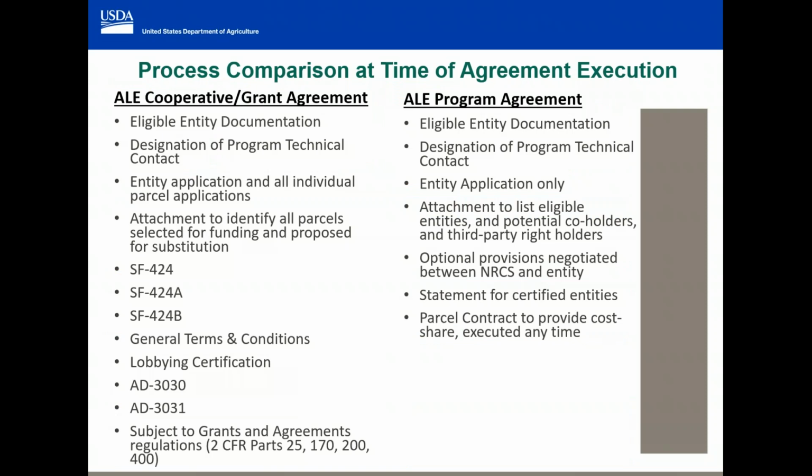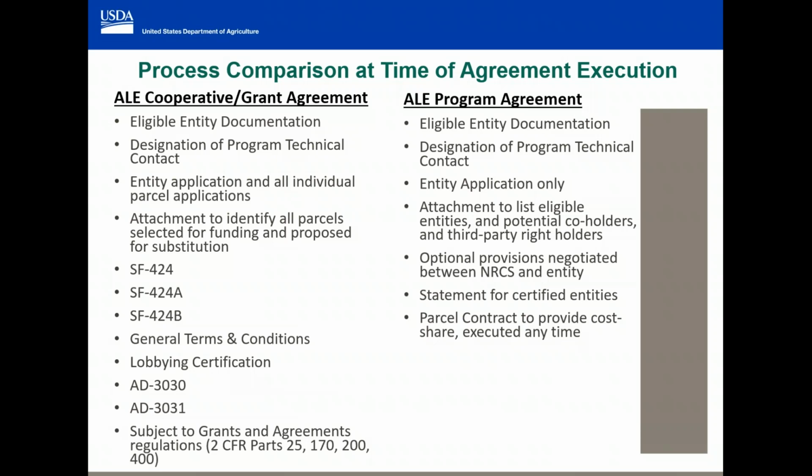So just a quick comparison to the agreement execution piece of this. Many of you are familiar with what happens under the cooperative grant agreement side of things. The right-hand side just sort of shows some of the comparison items that would be needed to enter into the program agreement. So eligible entity documentation, designation of program technical contact, those are still needed for both agreement types.